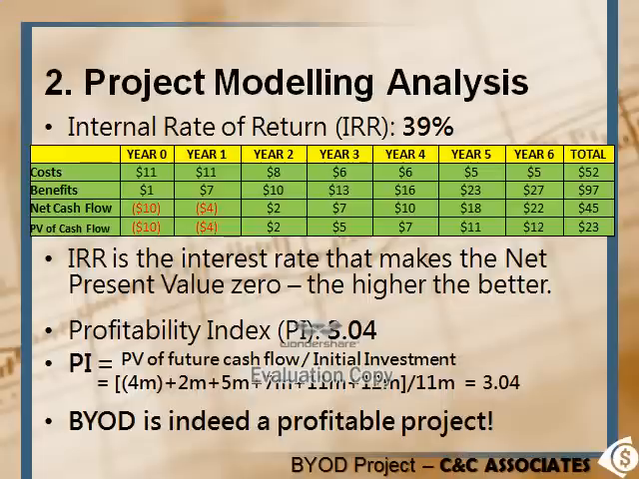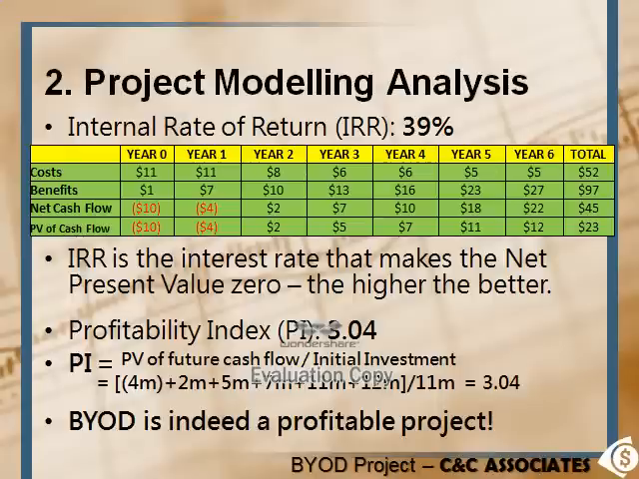Now the fourth benchmark is the profitability index. It is a ratio that identifies the relationship between the cost and benefits of a proposed project, and it's calculated by dividing the present value of future cash flow by the initial investment.